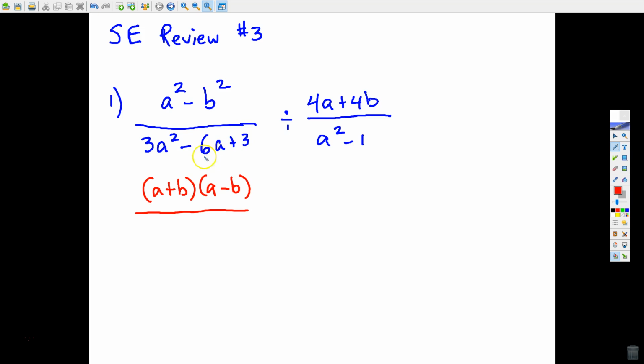Below that, we can begin by factoring out a GCF of 3. And that makes it look like a squared minus 2a plus 1. And then I notice that we can do more factoring, showing this trinomial as the multiplication of two linear binomials. A minus 1 times a minus 1. And so I'm going to mark this one out.